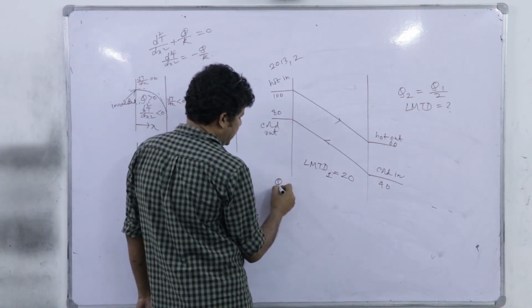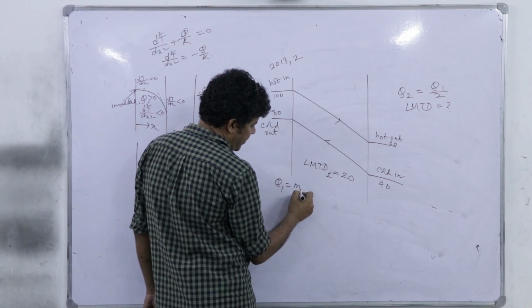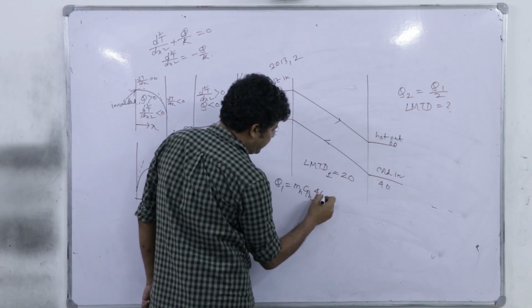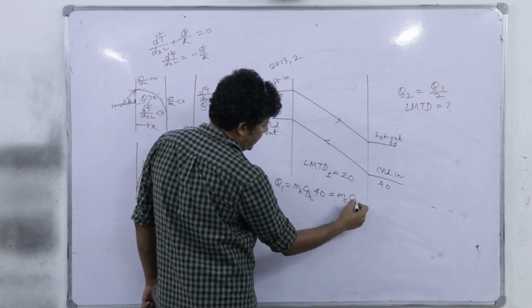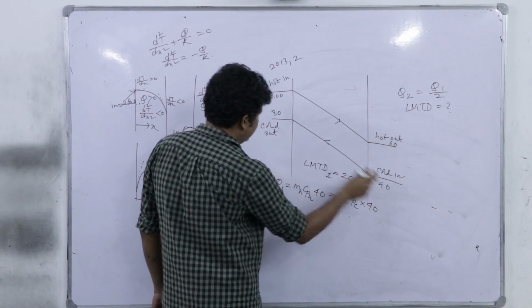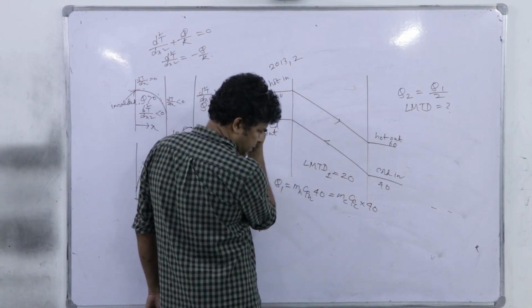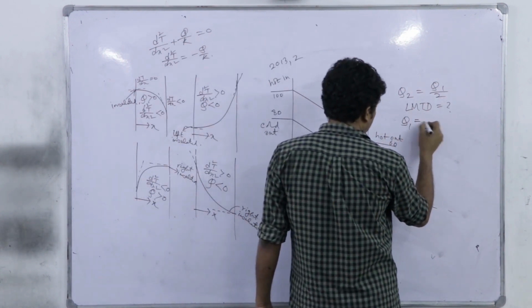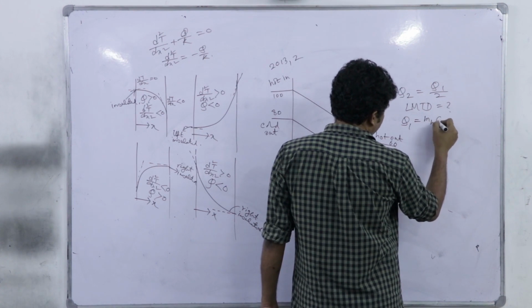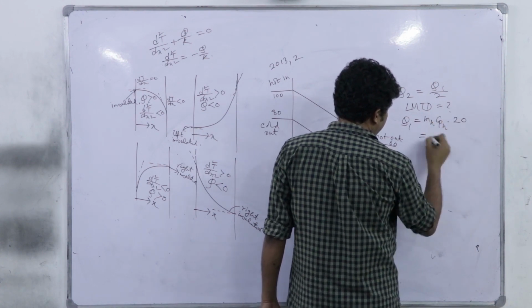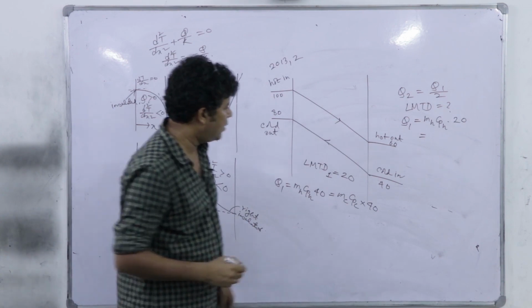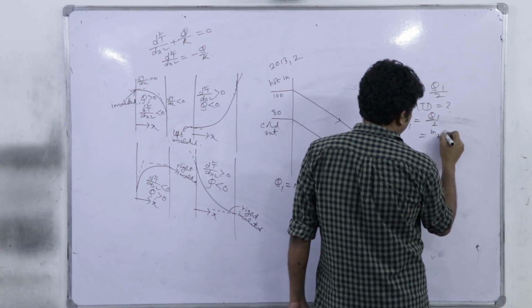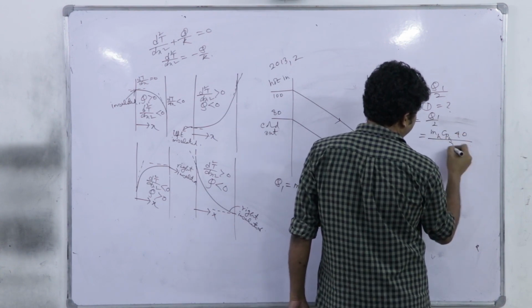So we know that Q1 is equal to mH Cph into (100 minus 60), that is 40, and that's equal to mc Cpc into (80 minus 40), right. Now here Q2 is equal to mH Cph into 20. Why? Because 40, or rather we can write that this is Q1 by 2. So mH Cph into 40 divided by 2.